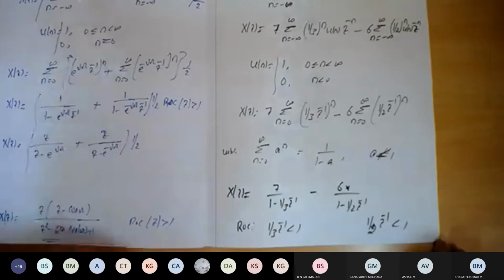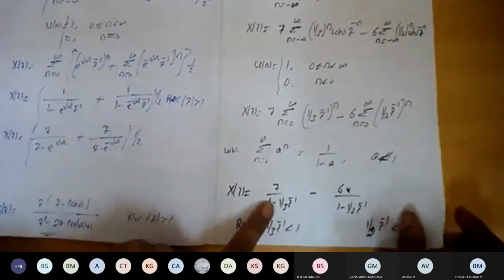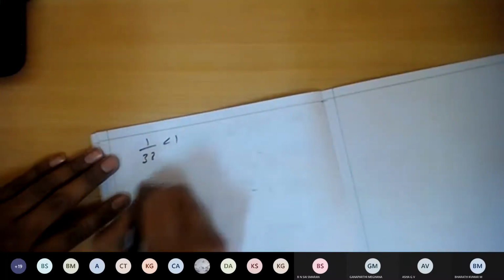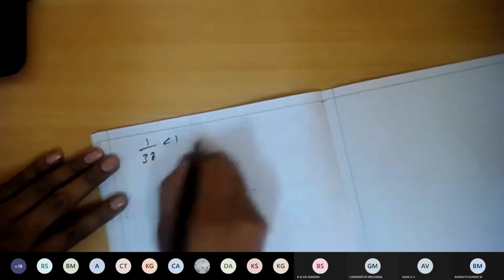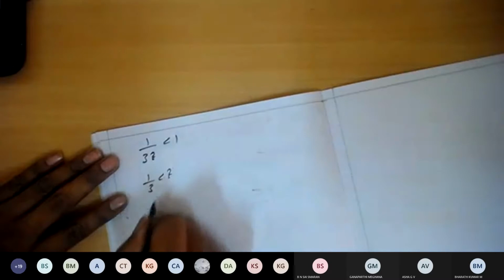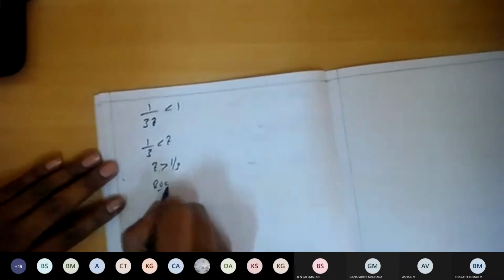Okay, now let us find out the ROC for these two things here. So 1/3 should be less than 1. Later we can go for simplification of this one. So 1/3 into z inverse, it will become 1/3 into z should be less than 1. Or else let us simplify, cross multiply z here. So 1/3 should be less than z, which implies that z should be greater than 1/3. So this is the ROC for the first summation.